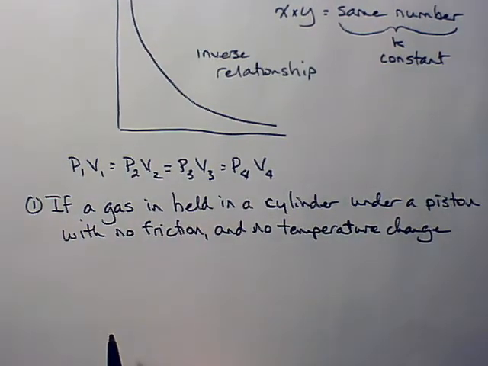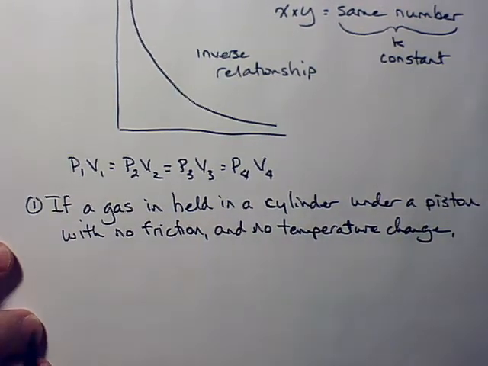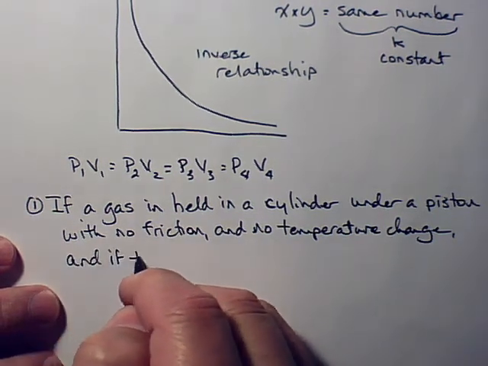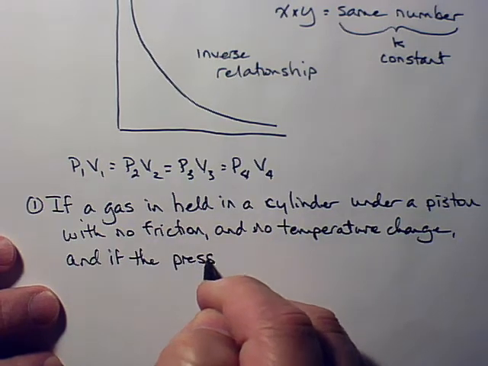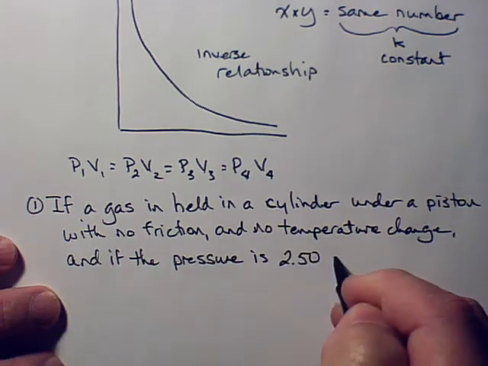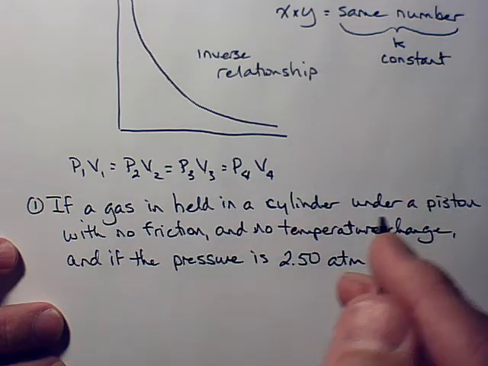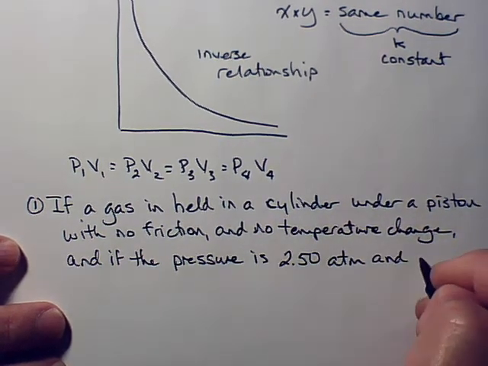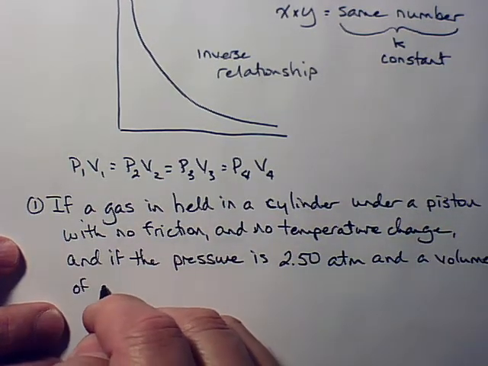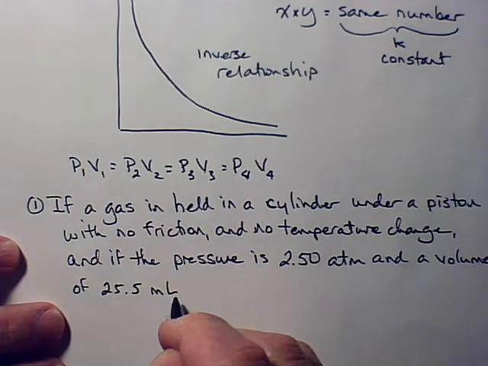So, gas held in a cylinder under a piston that has no friction, no temperature change. If the pressure is 2.50 atmospheres, ATM stands for atmospheres, and has a volume under that piston of 25.5 milliliters.